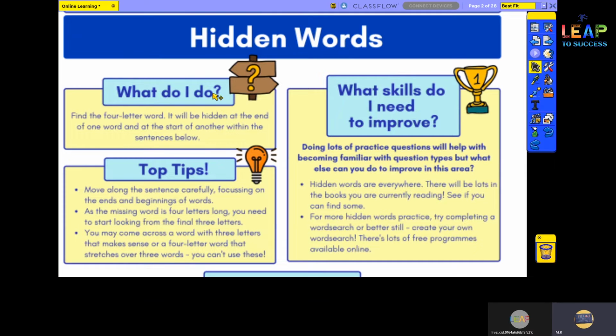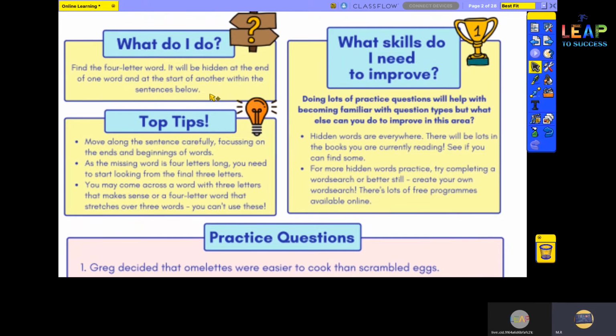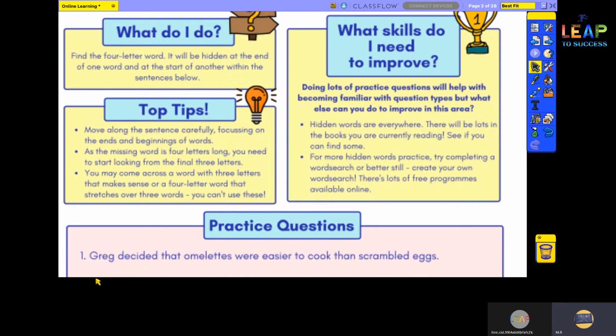it says, what do you need to do? You find the four-letter word, and it will be hidden at the end of one word and at the start of another. So, for example, if we look at this sentence here, it states that the four-letter hidden word will be at the end of the one word and at the beginning of another. So that could be, in this circumstance, it could be free with one, so that makes four letters.